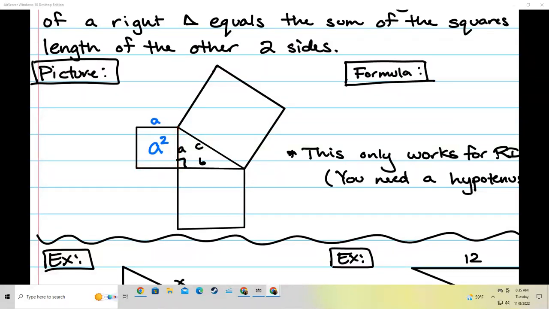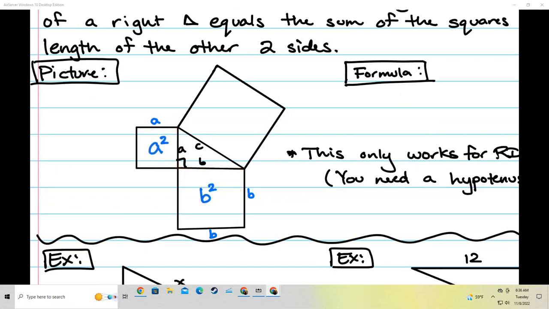If I do the exact same thing here, then I know that this has a base of B. And since it's a square, then I know that this must also be B over here. When I find the area of that square, I'm going to go base times height, which is B times B, and that's going to be B squared. All right, so I have the area of the legs. Here's the leg, here's the leg. I got the square over here, which is B squared, and the square over here, which is A squared.